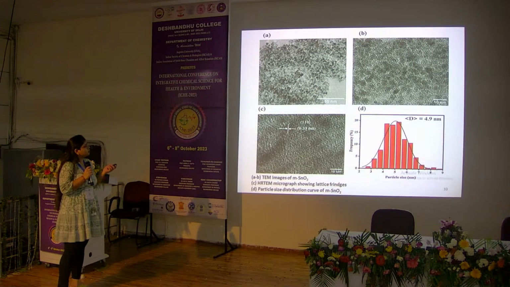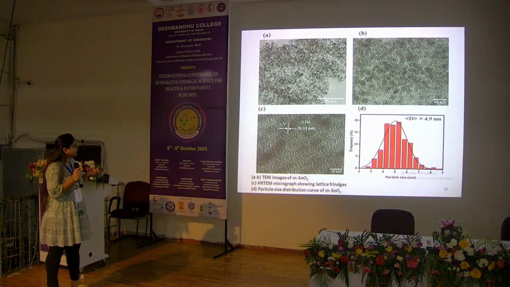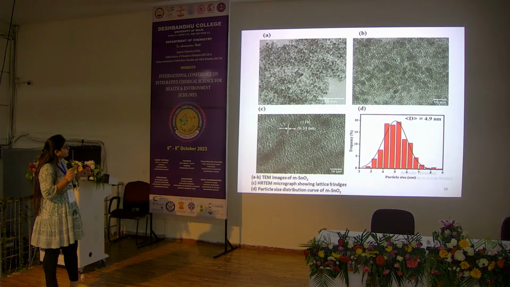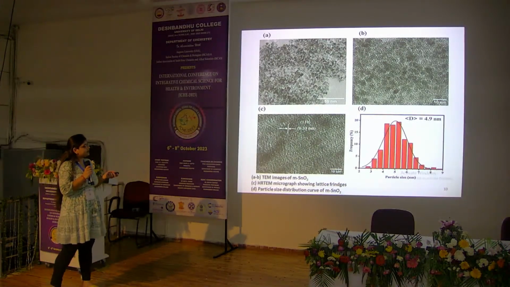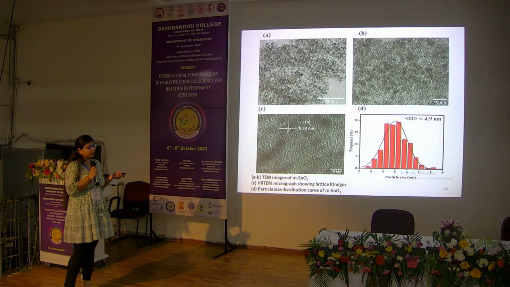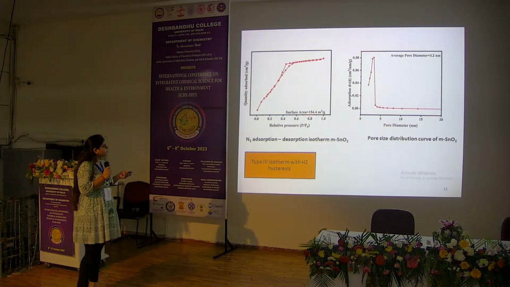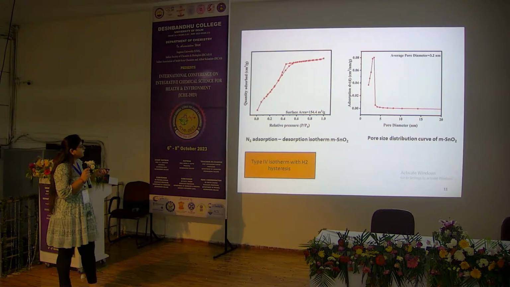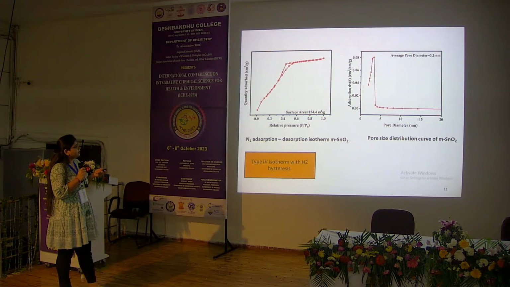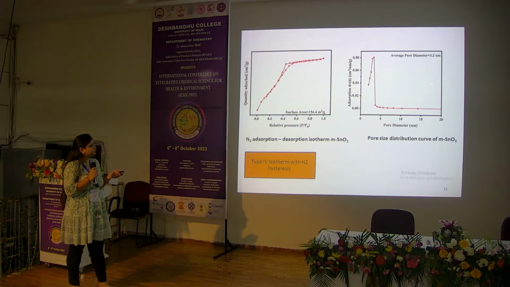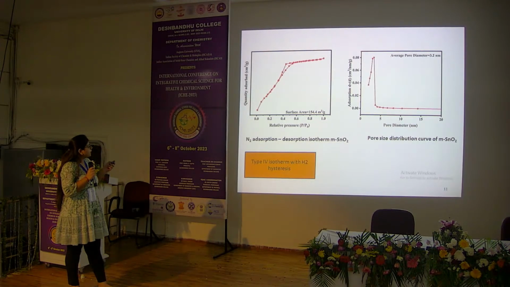The TEM images showed that the synthesized sample had a spherical shape, and the HRTEM images showed lattice fringes at 0.33 nanometer corresponding to the 110 crystal plane. The average particle size calculated from TEM came to be 4.9 nanometer, which is in corroboration with the XRD results. The mesoporous structure was confirmed by N2 adsorption-desorption studies. The BET surface area calculated was 154.4, and the average pore diameter calculated was 3.2 nanometer from the BJH method. This showed a type 4 isotherm with H2 hysteresis, confirming the pores to be bottleneck in shape.